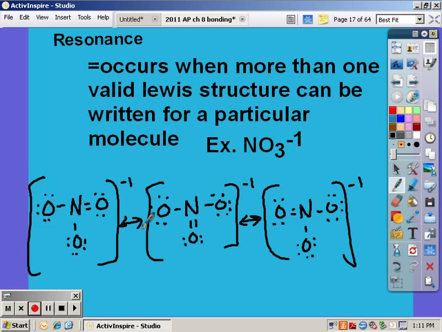We know that not one structure is correct because the bond lengths of nitrate are all the same. We would expect to see two long bond lengths and one shorter one if only one of them was the correct structure. But because they all have the same bond lengths, and the bond length is between a single and a double bond, we know that it must be a hybrid or a mixture of all three of these. And that double bond is actually spread between the three nitrogen-oxygen bonds.